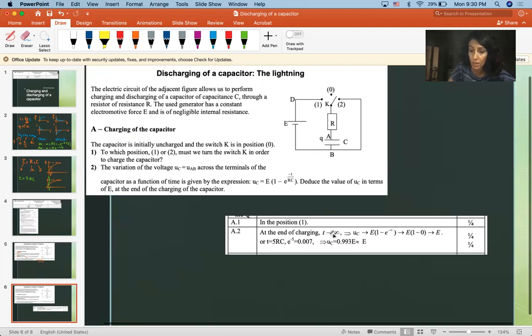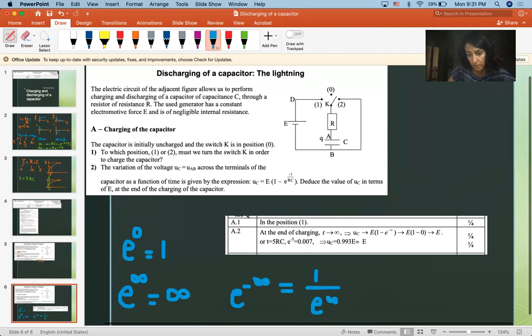At the end of the charging, they say t is equal to infinite. When t is equal to infinite, probably here you need to know some stuff. E to the power 0 is like any number to the power 0, so it's going to be 1. E to the power infinity is like any number to the power infinity, so it's going to be infinity. E to the power minus infinity is like 1 over e to the infinity. So 1 over infinity is practically 0. You can use ideas 1, 2, and 3 whenever you need to do exponential.